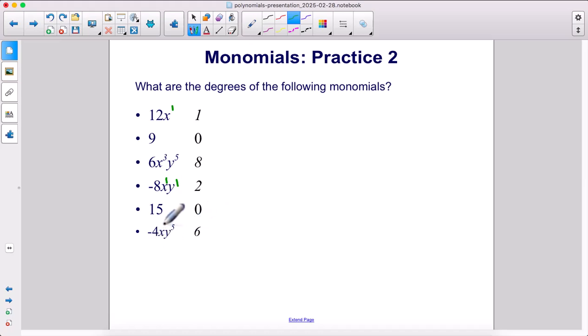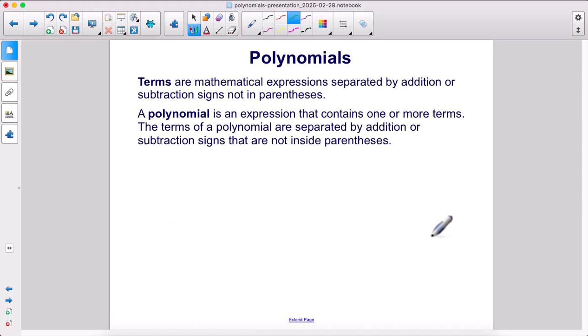And here we have -4 times x to the first times y to the fifth. We add the exponents and we get 6. Terms are mathematical expressions separated by addition or subtraction signs, not in parentheses. A polynomial is an expression that contains one or more terms. The terms of a polynomial are separated by addition or subtraction signs that are not inside parentheses.